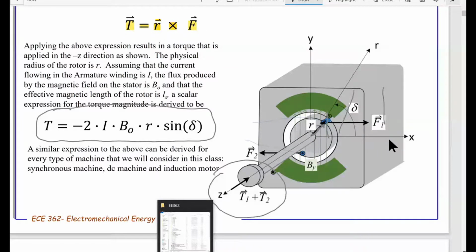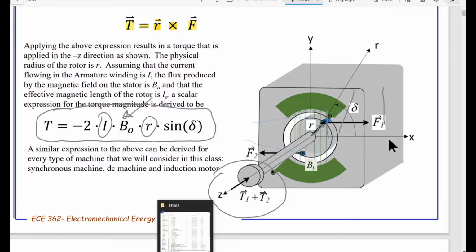So if I have a constant field that's producing a flux density, I have a round rotor that's fitting inside of a round space, and the rotor is carrying a current I.